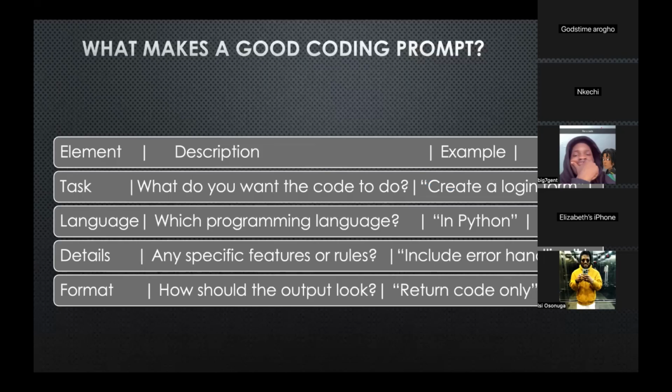Then the format. How should the output look? Do you want it to output code only, or do you want it to output code plus comments also? So you should take these four characteristics into account when you are trying to code or use your prompt to code.